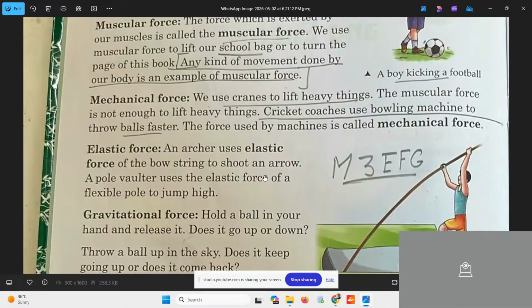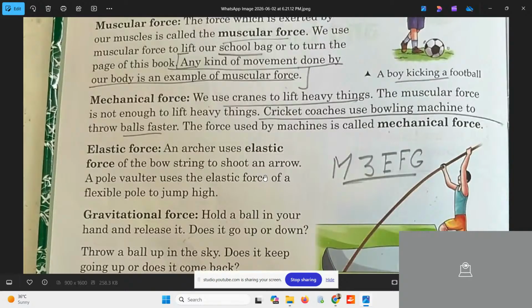What is happening because of this tension in the string? The force will be applied on the arrow. That force is called what? Elastic force. Wherever you see a concept like a rubber band or a string, what kind of force is being applied? Elastic force. I'll give you more elastic force questions in our quiz.